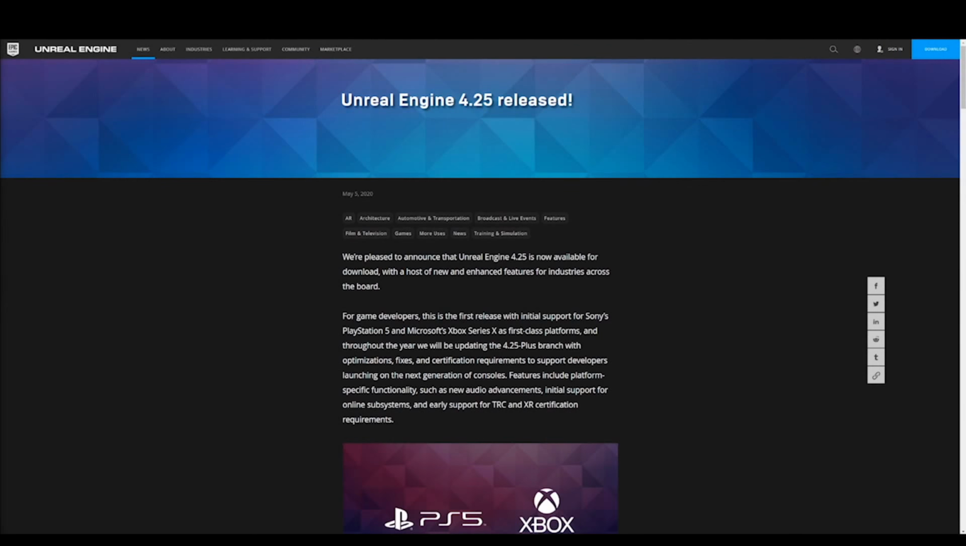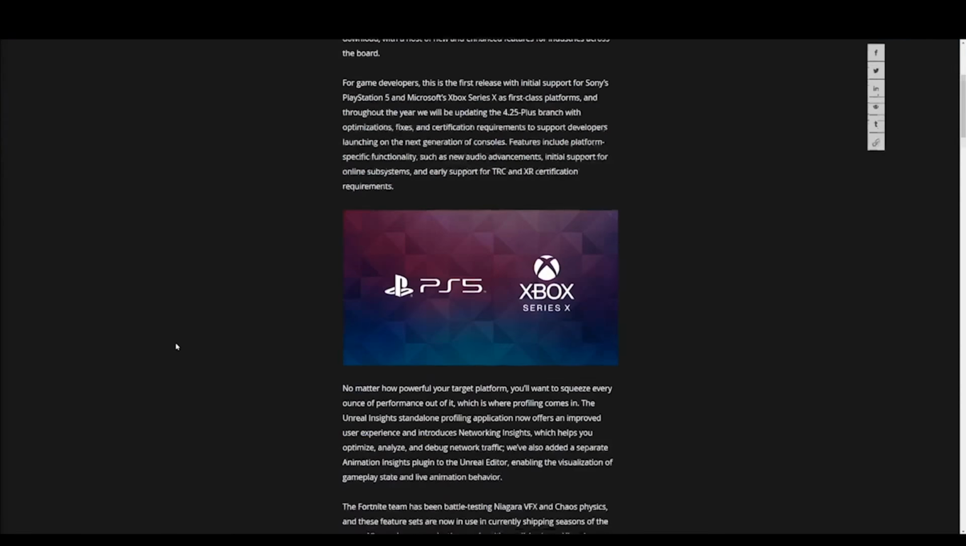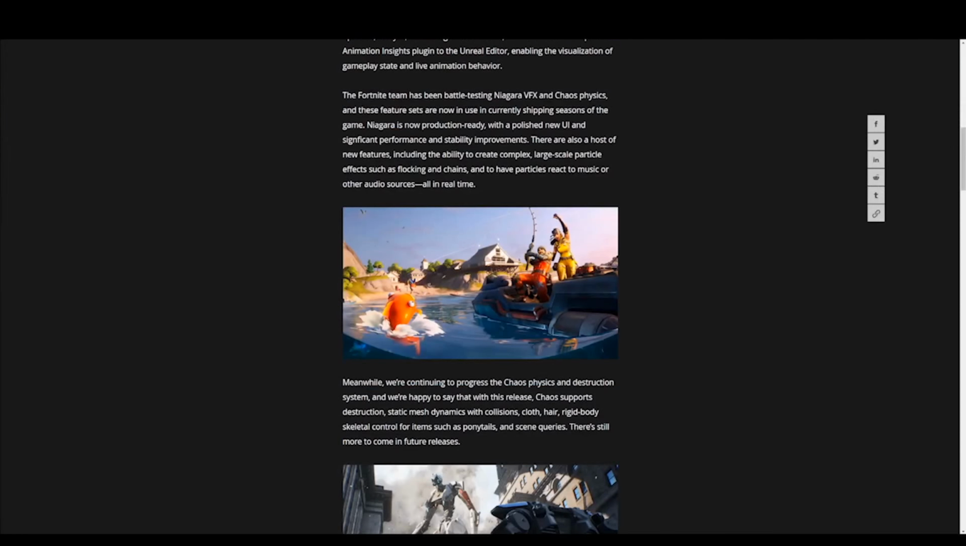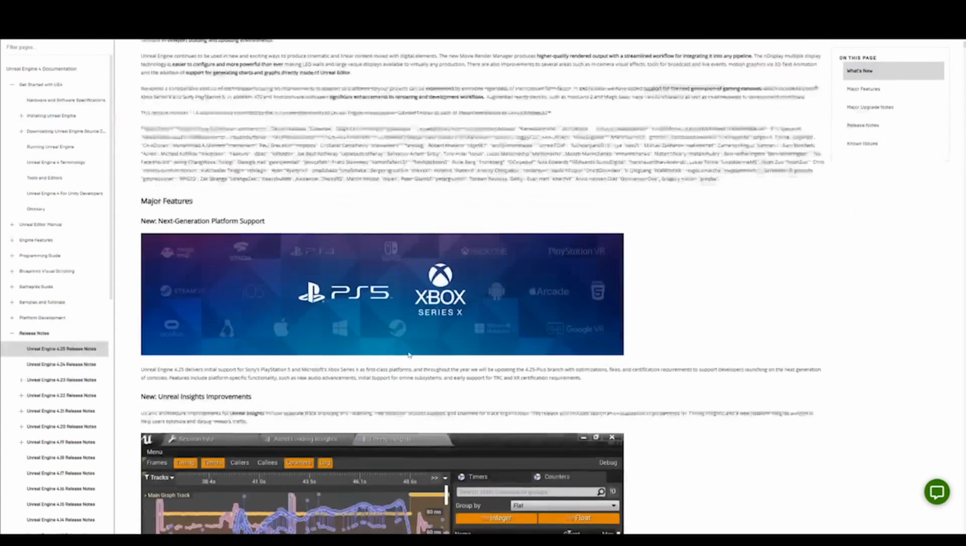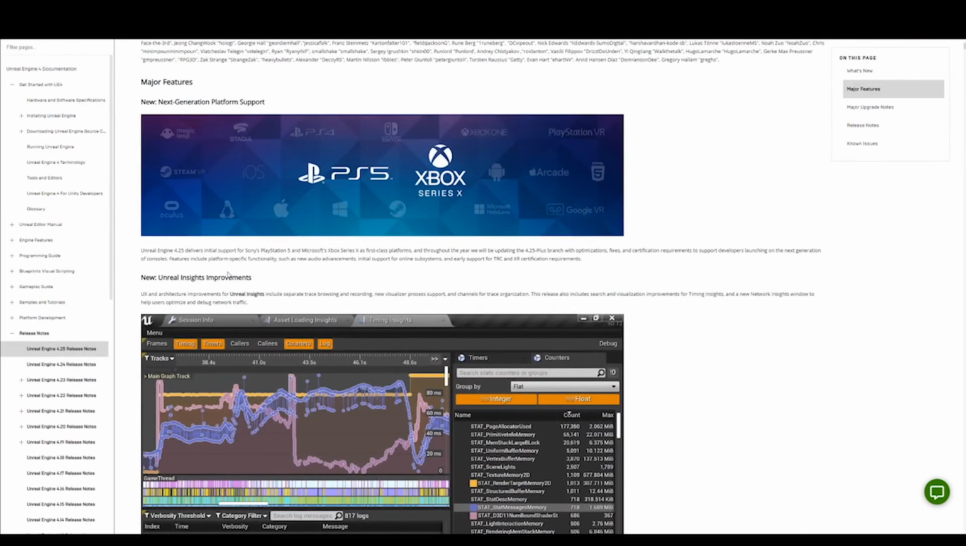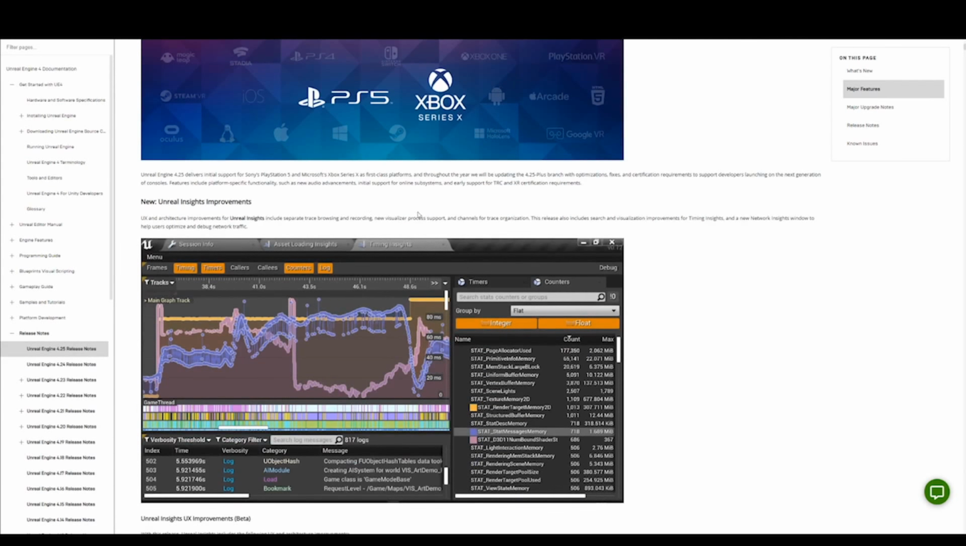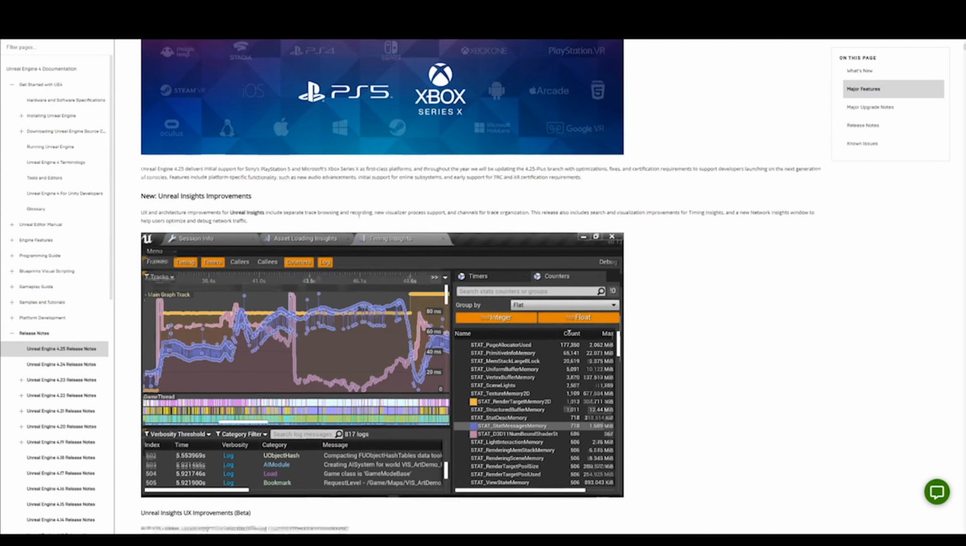This week we released Unreal Engine 4.25, which can be downloaded from the Epic Games launcher and from GitHub. Make sure you go to unrealengine.com and check out the blog, which shares many of the new features, but you can also go to the documentation page, and on the left side you'll find the release notes. Some of the great new features in this release include support for the PlayStation 5 and the Xbox Series X, as well as Unreal Engine Insights improvements.